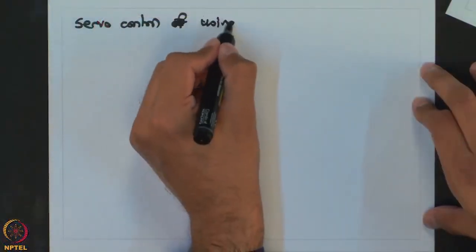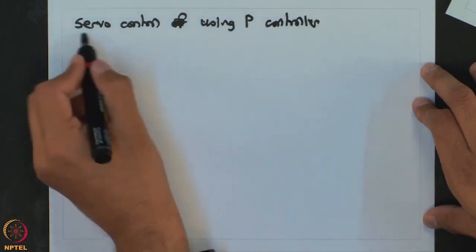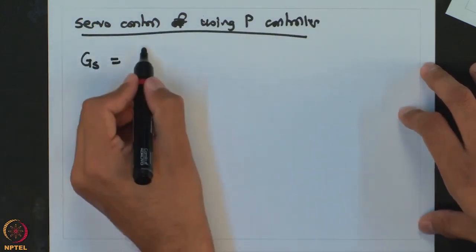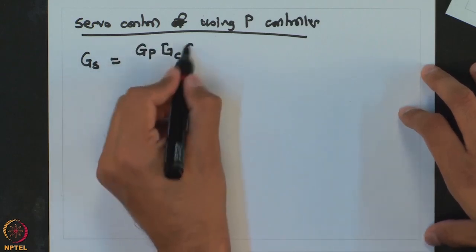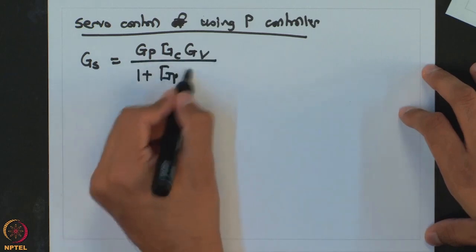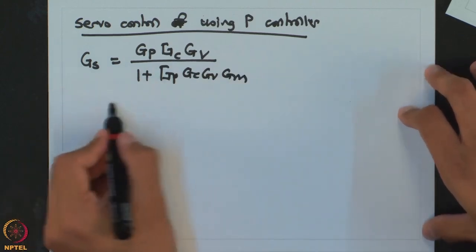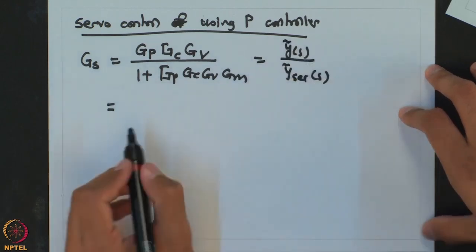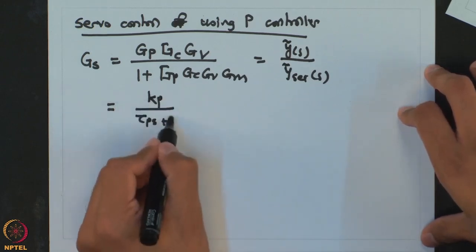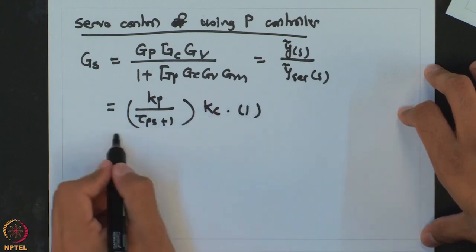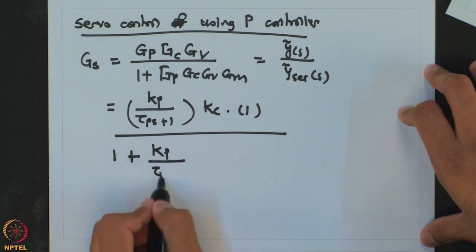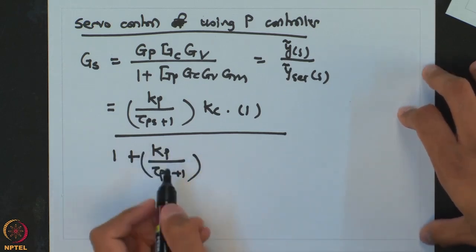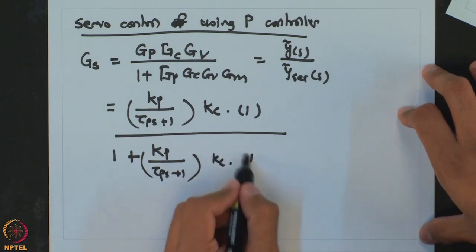Now the same thing is valid even when we look at the regulatory control or the servo control using P controller. Again, for first order processes, we are interested in G(s), which is Gp Gc Gv over 1 plus Gp Gc Gv Gm, with the same sort of assumptions which we have made. This is equal to Y(s) over Yset(s). It will be Kp over tau_p s plus 1. Gc is Kc, Gv we have assumed to be 1. In the denominator, we will have Kp over tau_p s plus 1, and then we have Gc as Kc, 1 and 1.